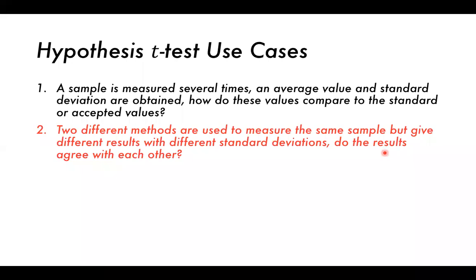So in hypothesis t-test use case number 2, two different methods are used to measure the same sample, but give different results with different standard deviations. And we're asked, do the results agree with each other? And so that means they're going to be different because we're using different methods, and that's okay for them to be different, but do they broadly agree where the true mean lies?